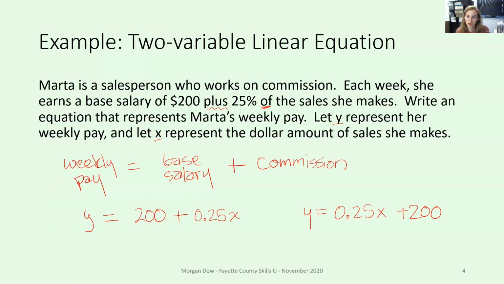The thing I want you to focus on here, though, is the point of this equation is to describe the relationship between how much she makes in sales and the resulting earnings that she gets as her paycheck. So we could plug in any amount of sales that we want to here, and it would help us figure out how much she is actually going to make.